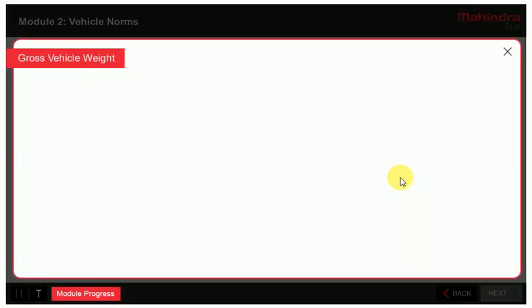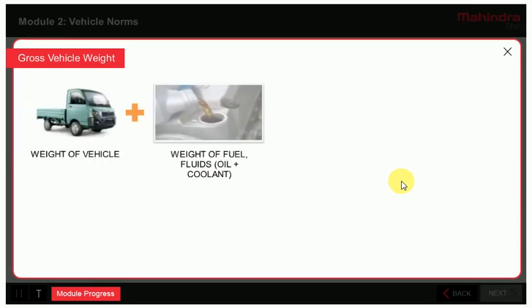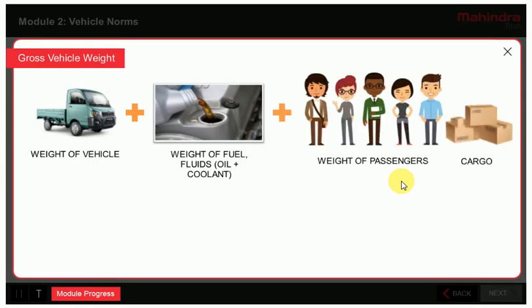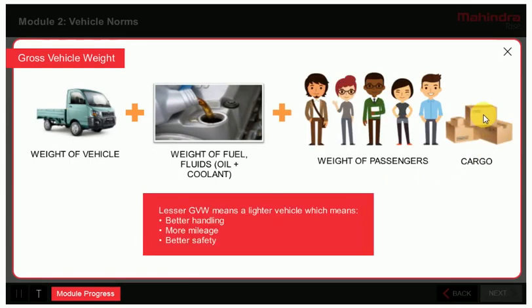Gross vehicle weight is a sum of the weight of the vehicle, weight of fluids like oil and coolant, and weight of the passengers and cargo. A lower gross vehicle weight ensures better handling, more mileage, and better safety.